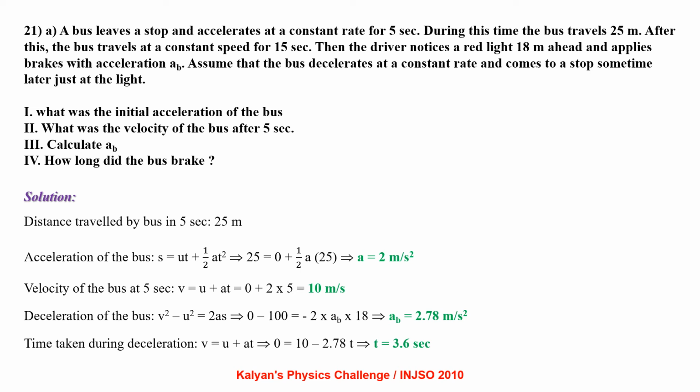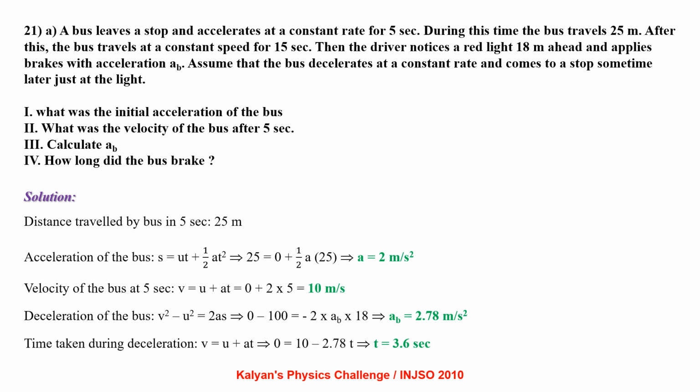What is the initial acceleration of the bus? Distance traveled by the bus in 5 seconds is 25 meters. So the acceleration of the bus can be found from the distance formula s equal to ut plus half at square. 25 equal to 0 plus half into a into 25, from where we get a equal to 2 meter per second square.